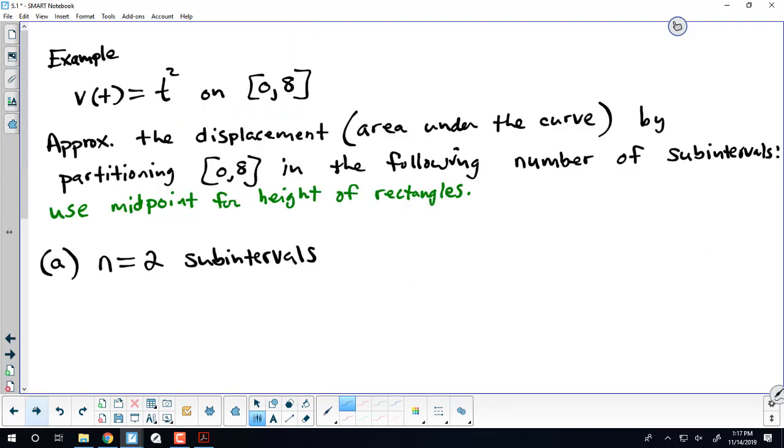Okay, so let's look at an actual example. We've got a velocity function v of t equals t squared on the interval 0 to 8. And we want to approximate the displacement again, which is just the area under the velocity curve, by partitioning, or dividing, the interval 0 to 8 into the following number of subintervals. And again, think about the number of subintervals as the number of rectangles.